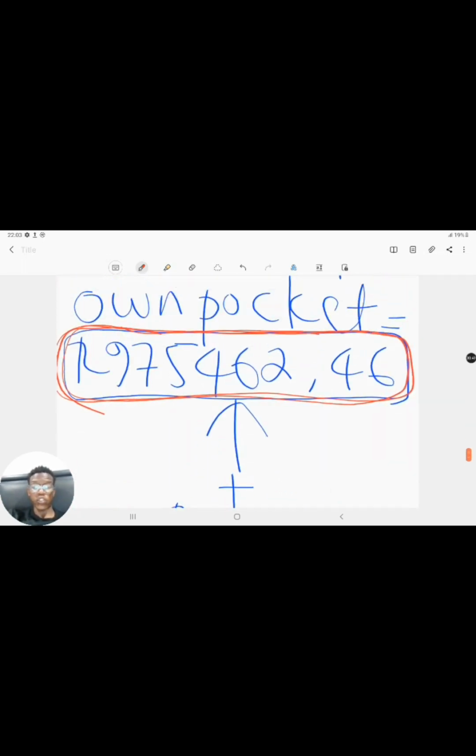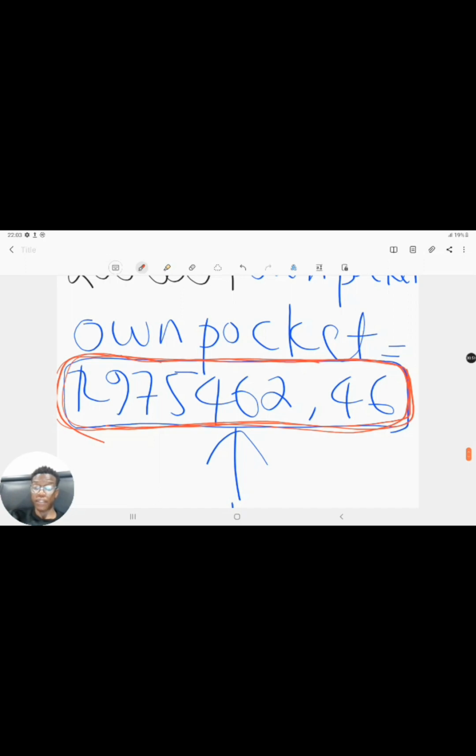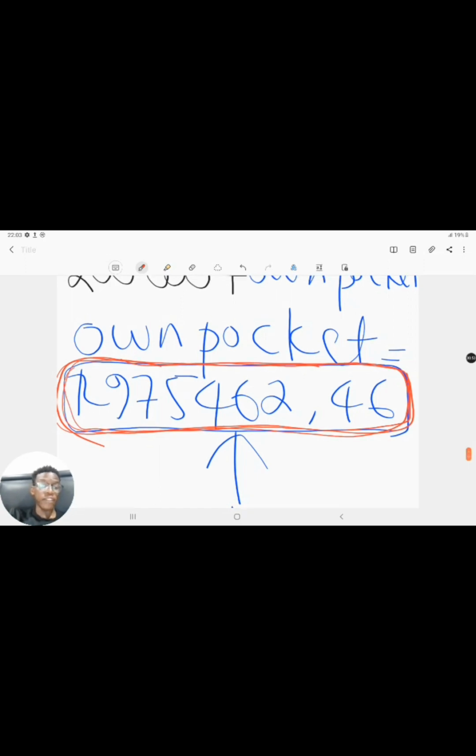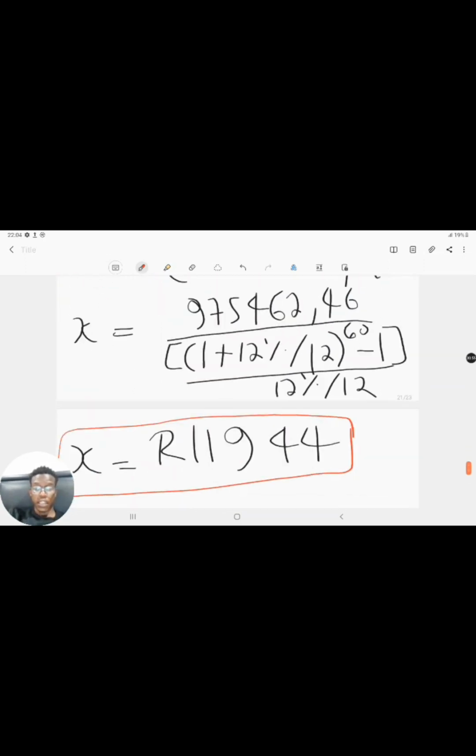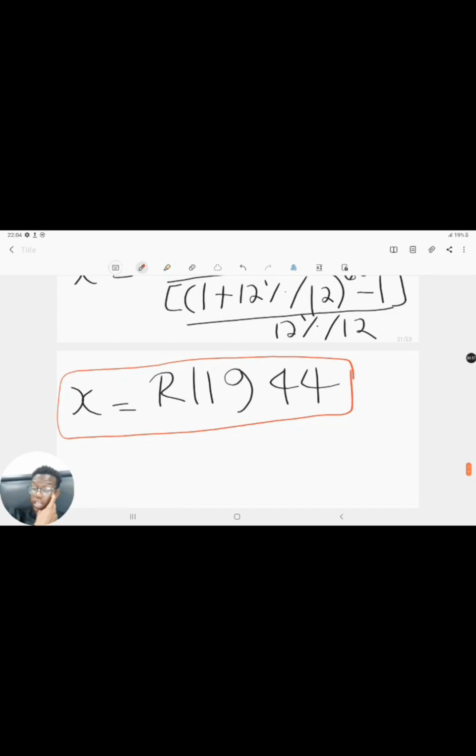And after selling his tractor, take out the money that he's been saving up by putting in 11,944 rands into an account and then using it to buy the new tractor. Okay, so that's essentially how you would solve this problem. And this problem is actually an illustration of the concept that we covered, the sinking fund.